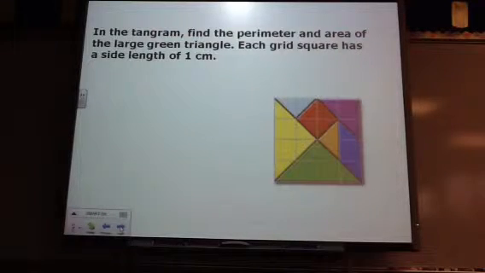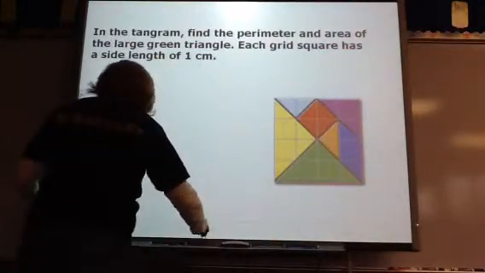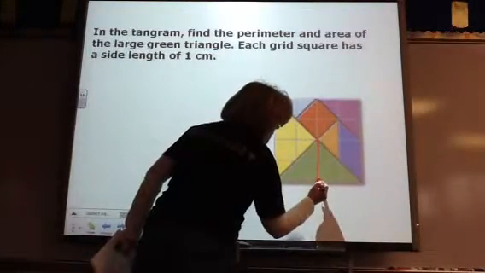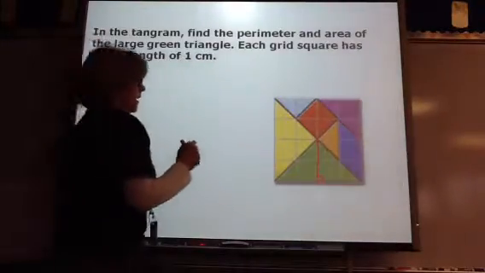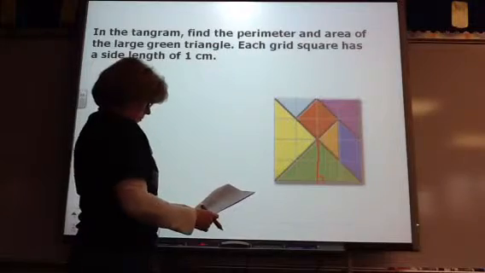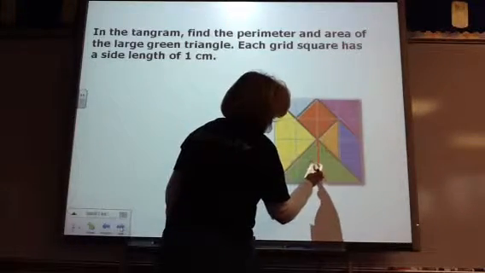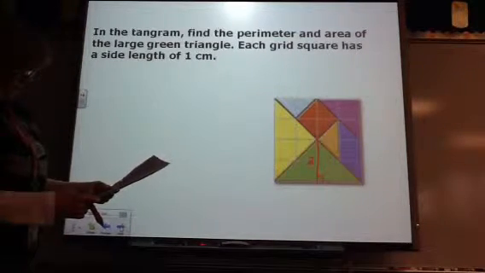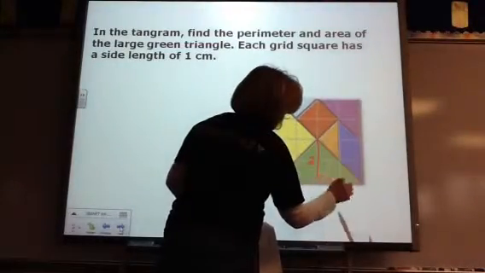All right, on the last one here, in the tangram, find the perimeter and area of the large green triangle. Each grid square has a side length of 1 centimeter. Okay, so we're trying to find the area of this right here. So what I can do here is make a vertical line so that I have 2 right triangles here. The measurement of your hypotenuse here is 2. And the measurement of this right here is 2.